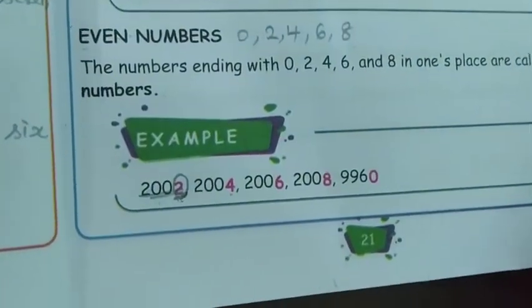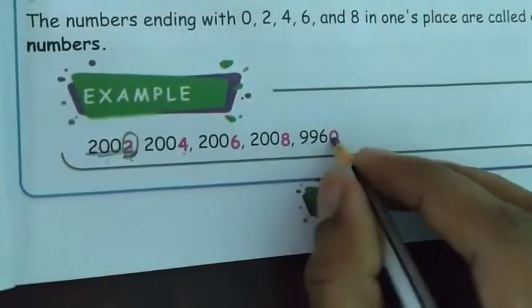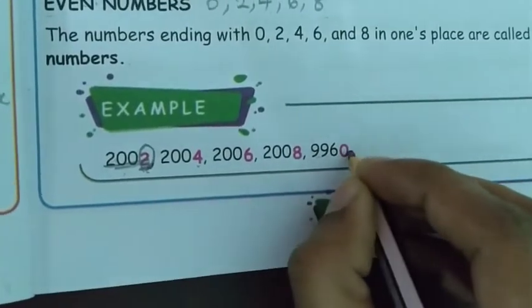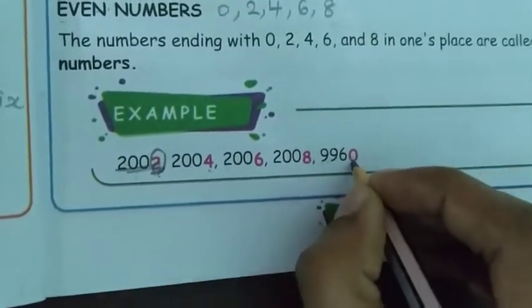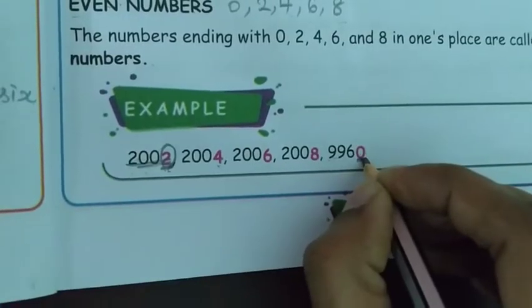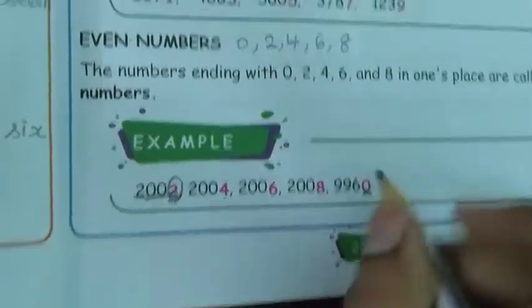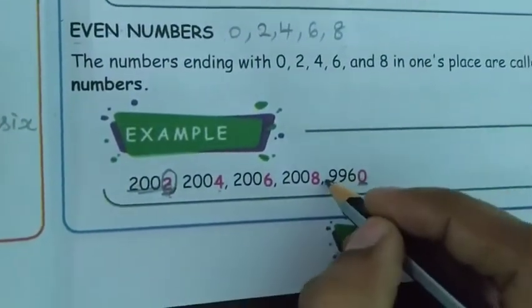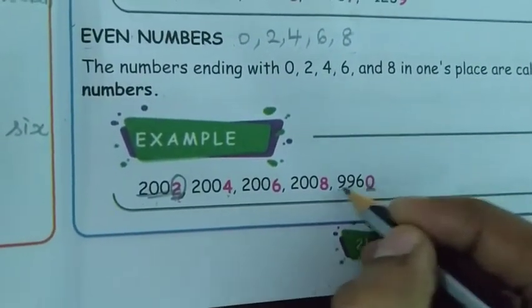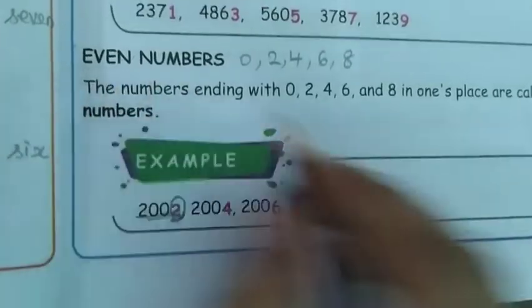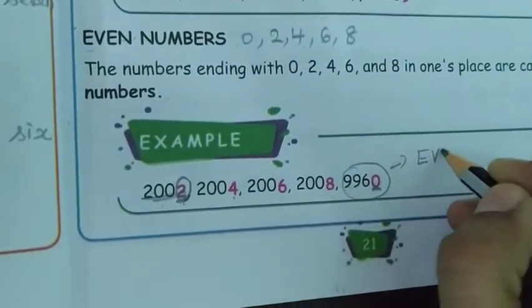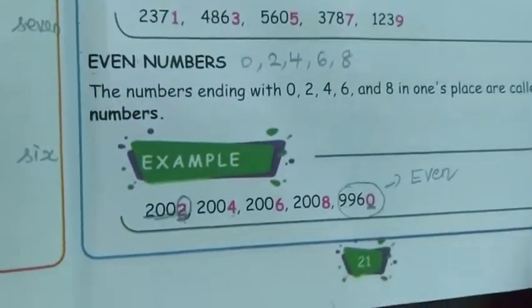Is that clear? Now look at the last number, 9960. In this number, look at the last digit. 0. 0 is an even number. So 9960 is also an even number. Understand? Okay.